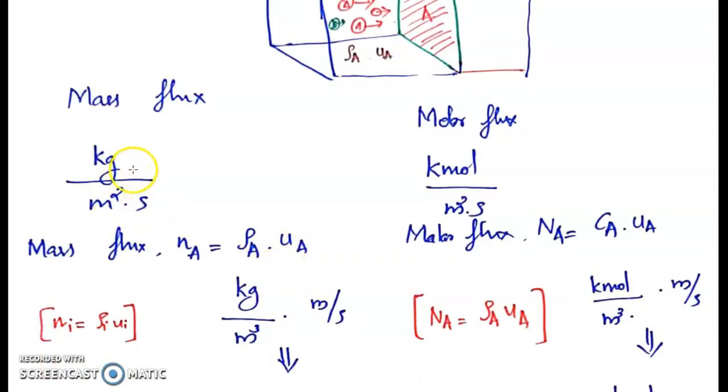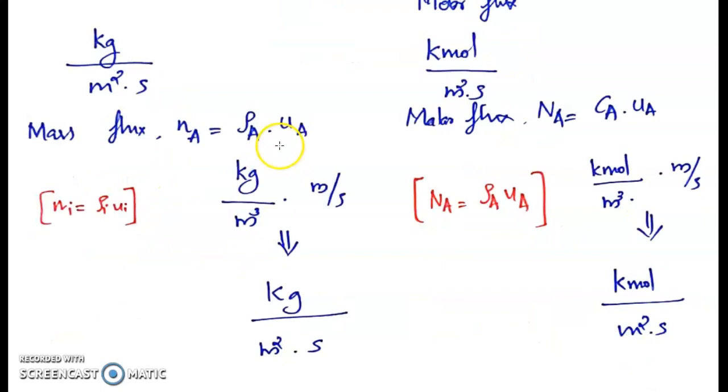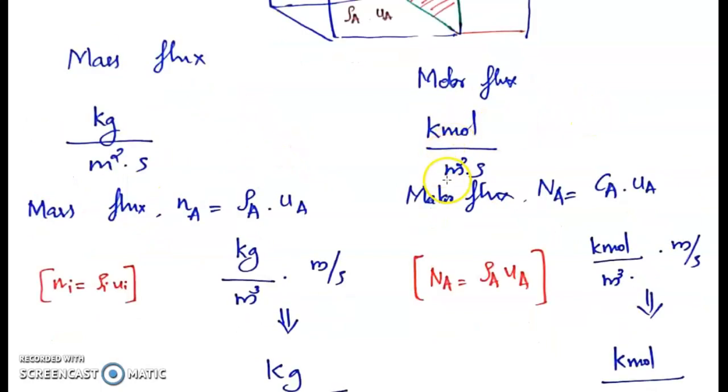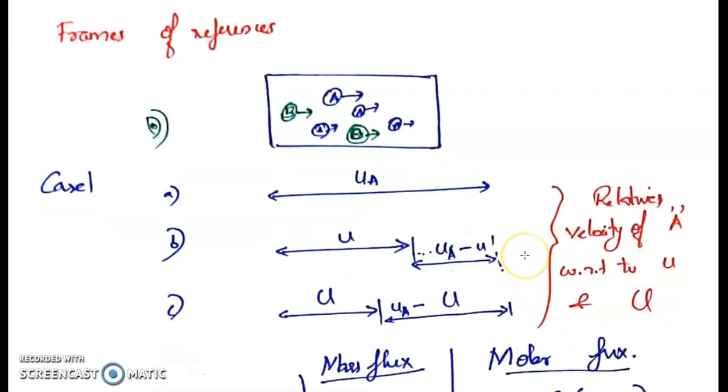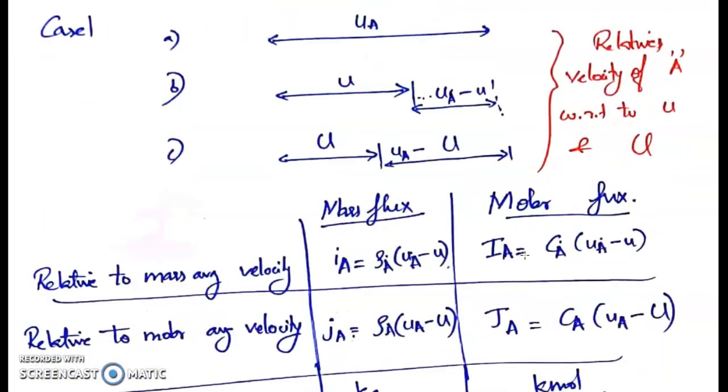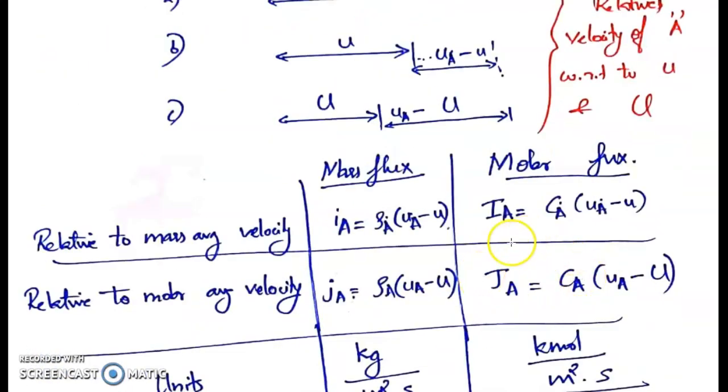And I also discussed that both mass flux and molar flux can also be expressed relative to mass average velocity and molar average velocity. So here, Ja is the molar flux relative to molar average velocity, and ja is the molar flux relative to mass average velocity.